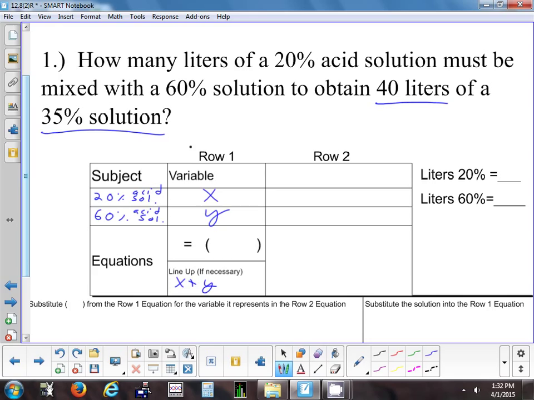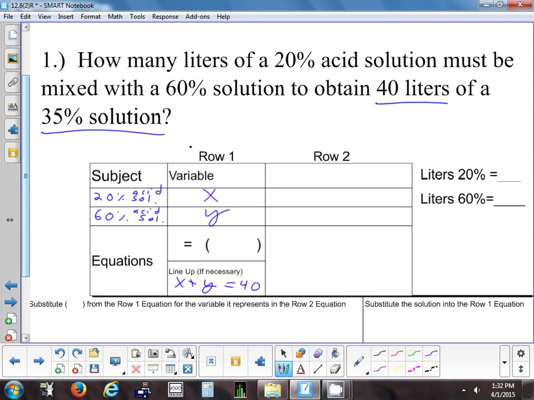Right. We don't know how much of the first one we're going to mix. And we don't know how much of the second one we're going to mix. But I know when I mix them together, I know the total. So when I add them up, I'm going to have a total of 40 liters of stuff. Any questions on that equation?